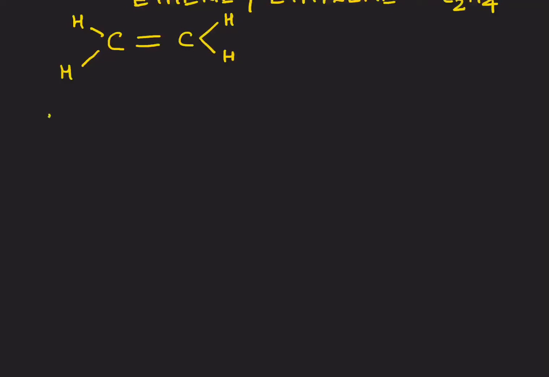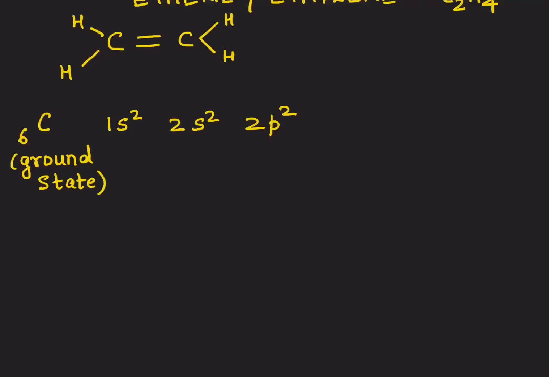Let's explain these in terms of hybridization. Again, come on, do it with me. Write the electronic configuration of carbon, atomic number 6. So it's 1s2, 2s2, 2p2. Is it correct? What state is this? We call it the ground state. Correct. Now go on to the excited state of carbon. Go ahead.